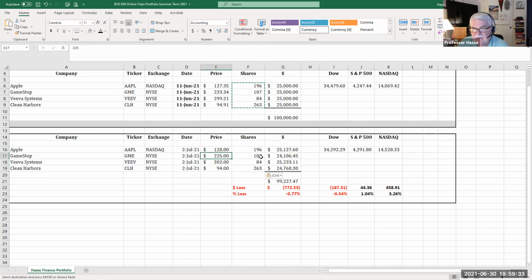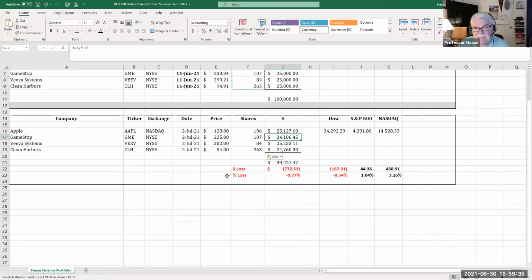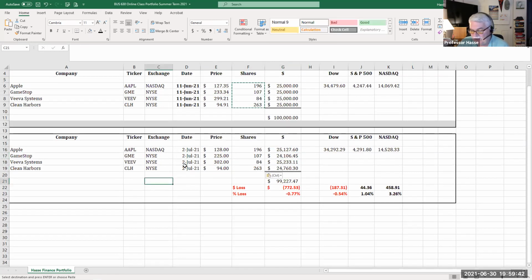Taking the new price times your original shares to get your new value. And notice what I've done. According to this example, because naturally it's not July 2nd yet, I now have 99,000 as a value. So what I do is I take the difference between my July 2nd value and my original 100,000, and that's my loss. I've lost $772.53 in this example. Then I take that number as a percent of 100,000 to get my percentage change. This divided by this gives me 0.77, and that's my loss in a percent.